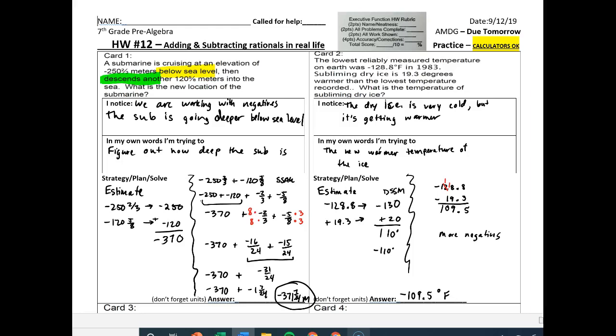Hey there, CJMS students. Welcome to homework number 12, adding and subtracting rational numbers, or rationals in real life. Calculators are okay, but you still got to show your work. And if you were absent or out, you can use this to refresh.